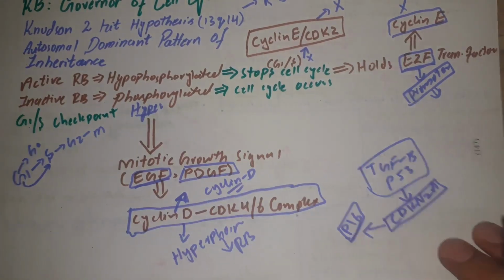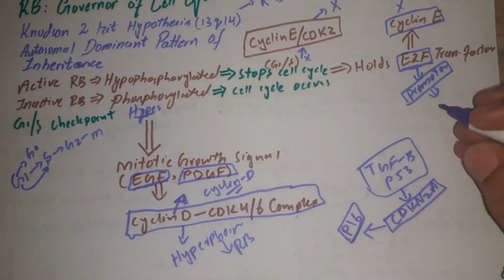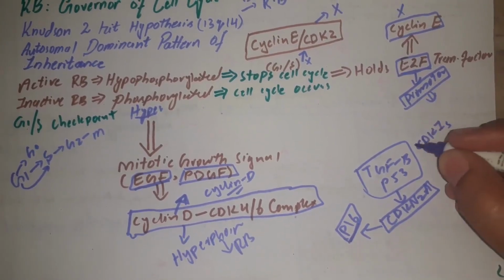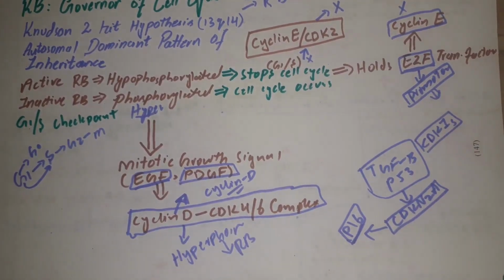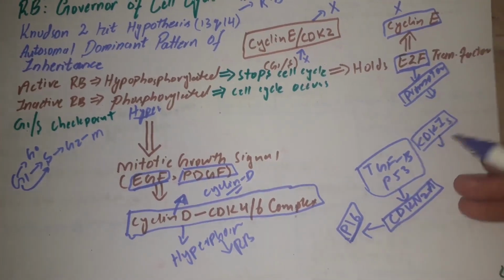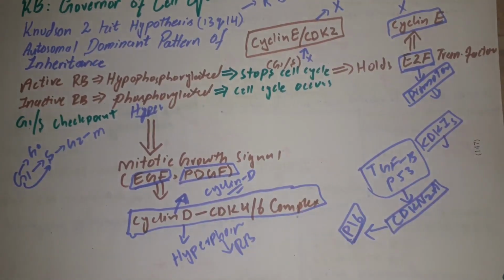Moreover, there are also a specific gene family in the form of CDKIs, or CDK inhibitors you can say, and these CDKIs are also responsible for inhibiting the activity of this complex and the phosphorylation of the retinoblastoma. So in this way, basically the activity of retinoblastoma is being regulated.